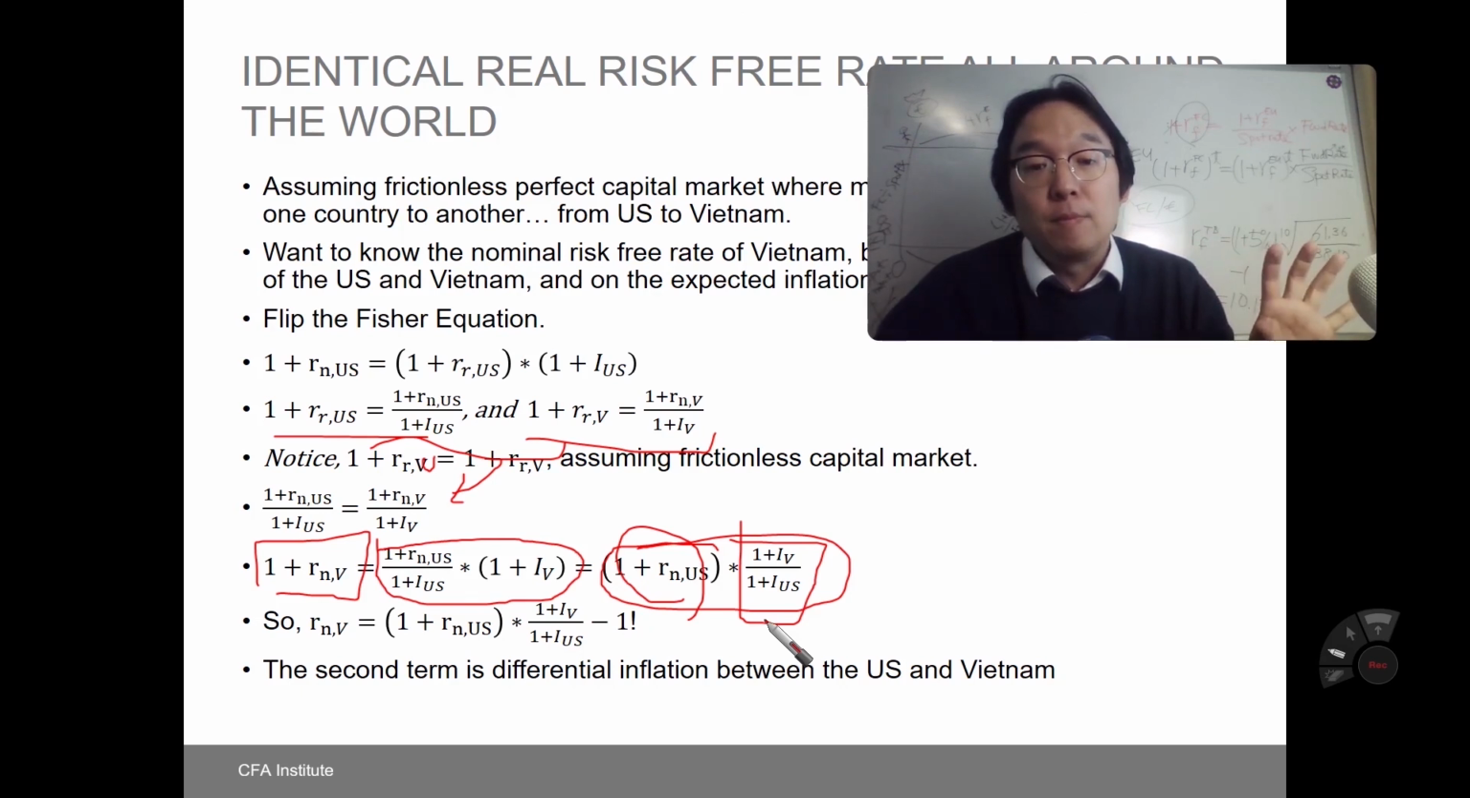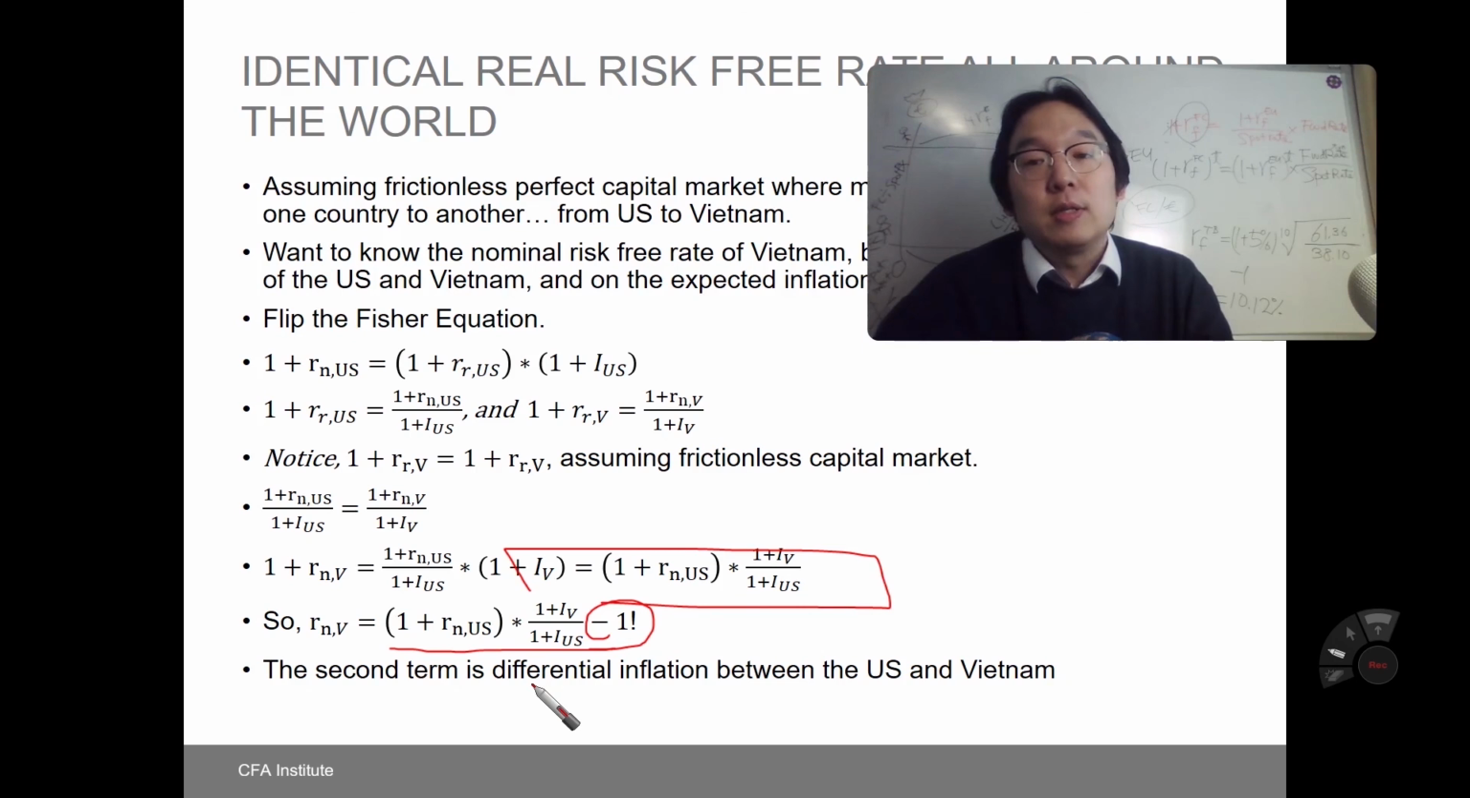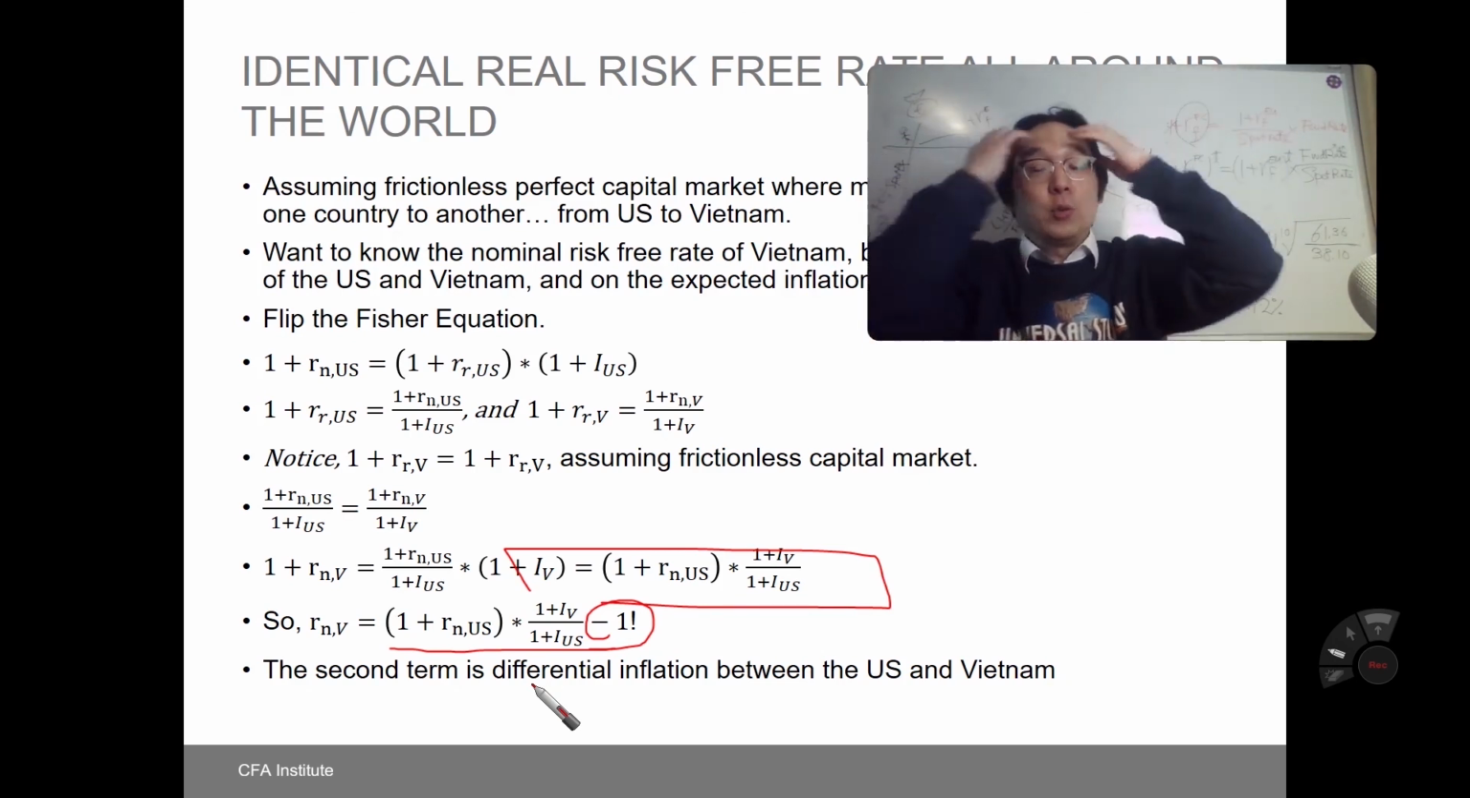times the ratio between the Vietnam and US inflation rate. If you do the arithmetic, you will end up with this one. So the nominal risk-free rate of Vietnam should be this guy minus 1. The second term is the differential inflation between the US and Vietnam: Vietnam's 1 plus inflation rate divided by 1 plus the US inflation rate. So this is one way of getting to the nominal risk-free rate when you don't have the information.